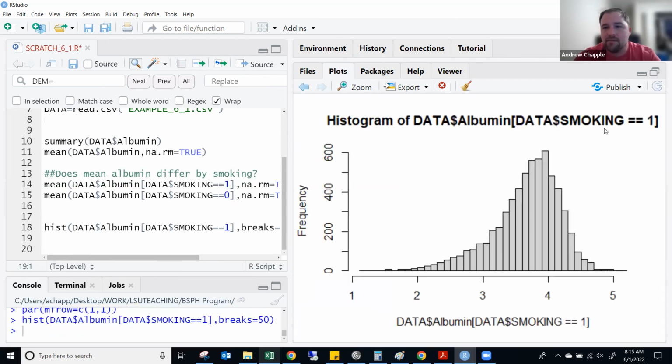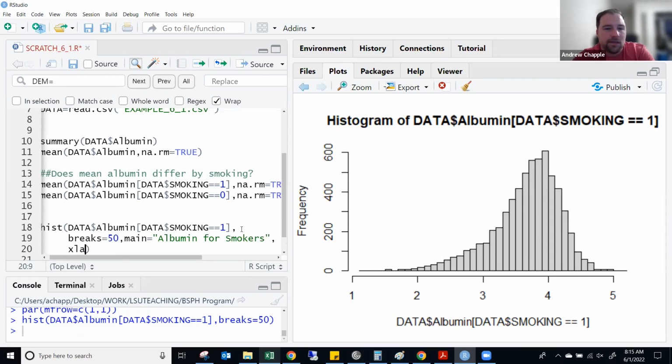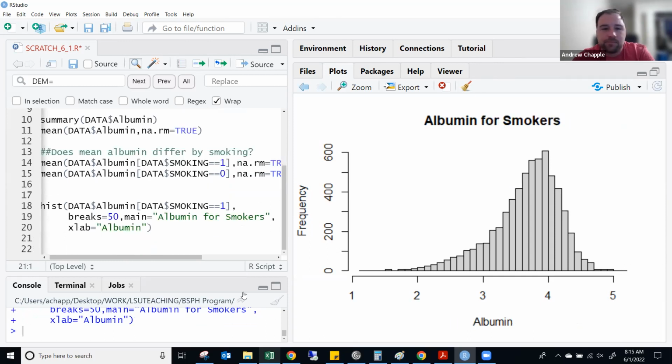So here's my plot. These are the albumin levels for the smokers, right? So I can see this central tendency over here, and I can see this kind of shifted across. If I want to make this title a little nicer, I could say main equals albumin for smokers. And I could say xlab equals albumin, oh, xlab is for the X label, albumin. And then now I have a nicer looking plot.